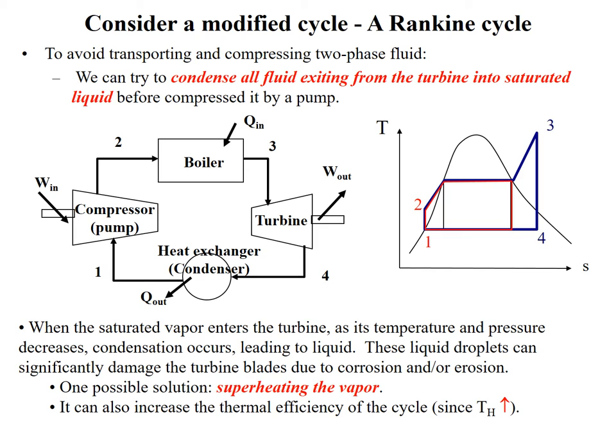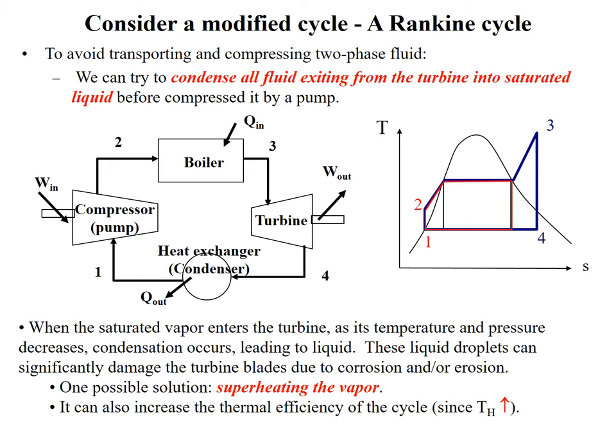Okay, so what is point 1? Point 1 is the output of the condenser. The output of the condenser should be a fluid. Okay, so point 1 should be on the saturation curve, to avoid transporting and compressing a two-phase fluid.